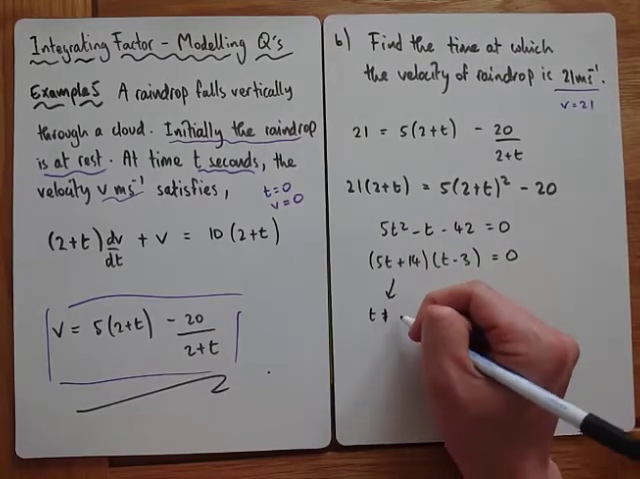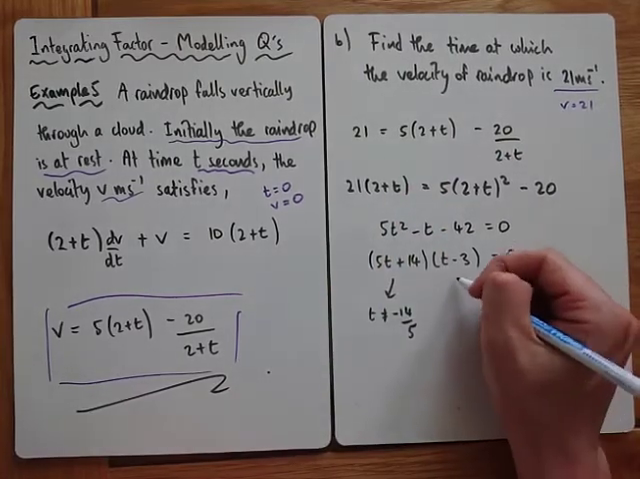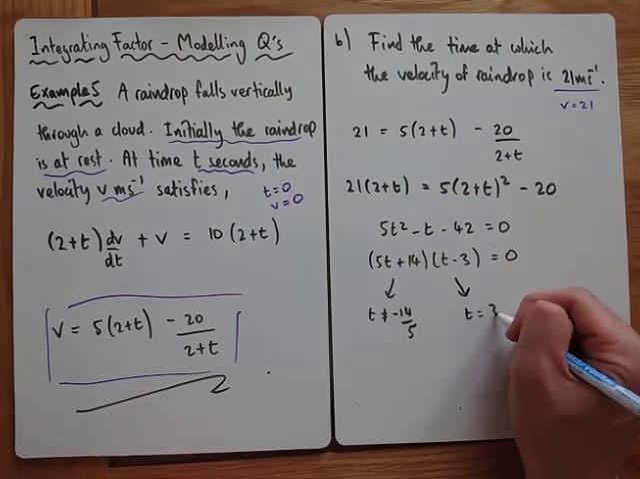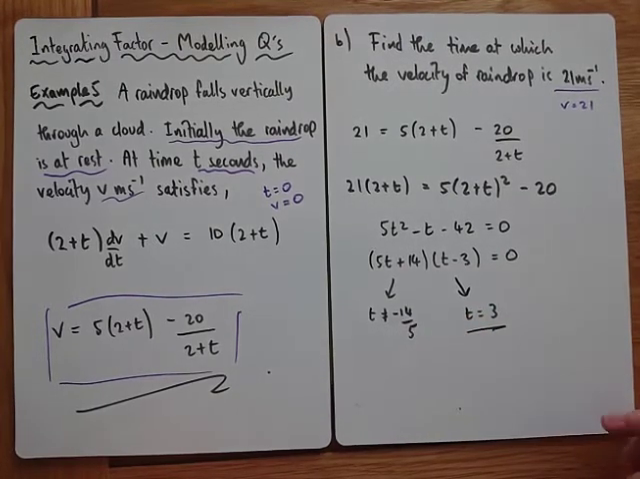T does not equal minus 14 over 5 because the time has got to be greater than 0, so t would equal 3. Okay, and just make a comment about why you can't reject that one.